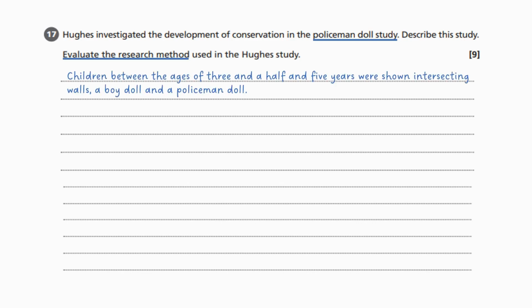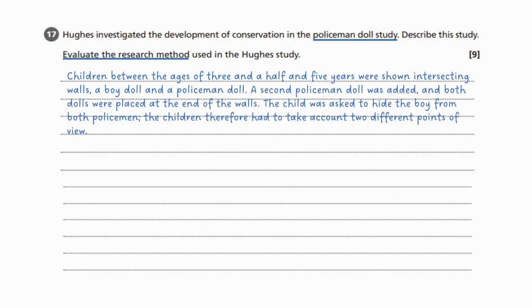Children between the ages of 3.5 and 5 years were shown intersecting walls, a boy doll and a policeman doll. A second policeman doll was added and both dolls were placed at the end of the walls. The children were asked to hide the boy from both policemen. The children therefore had to take account of 2 different points of view. So that would be the method there.